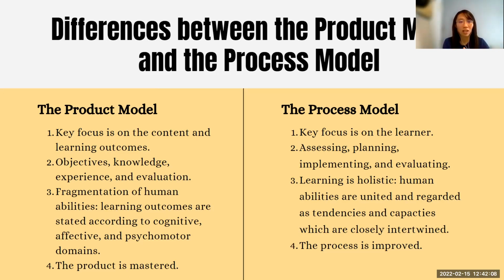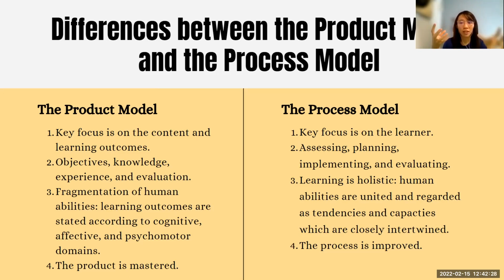And then for the product model, based on human abilities, it will separate learning into cognitive, affective, and psychomotor domains. So it will separate into three different human abilities. Whereas for the process model, it will see learning as a holistic approach.